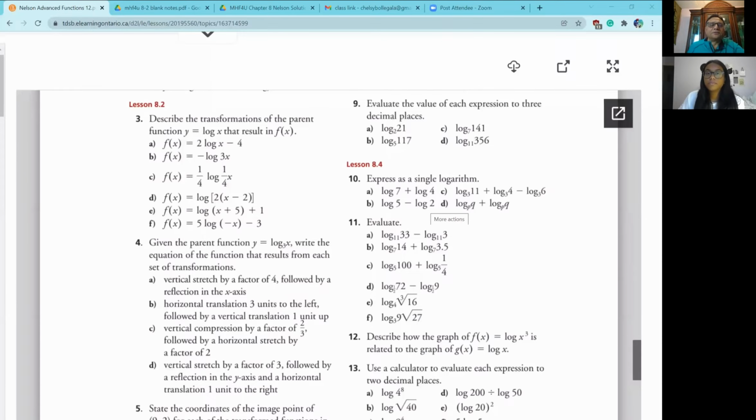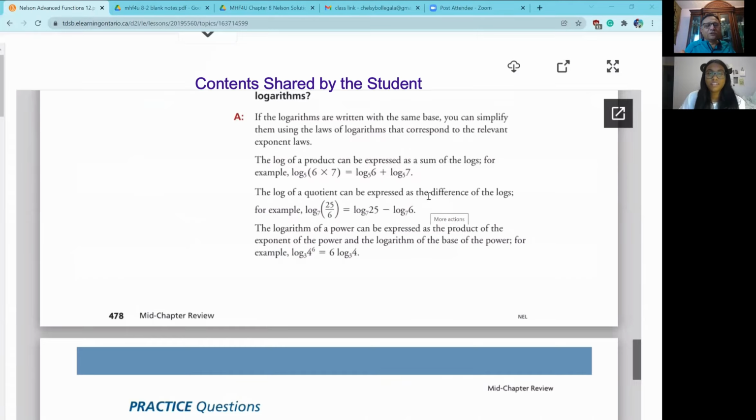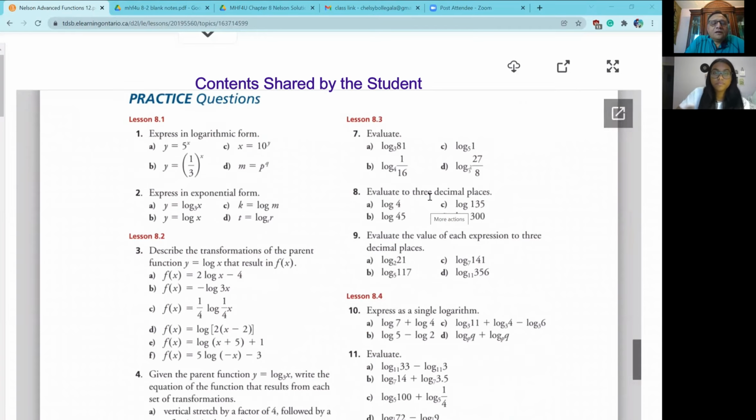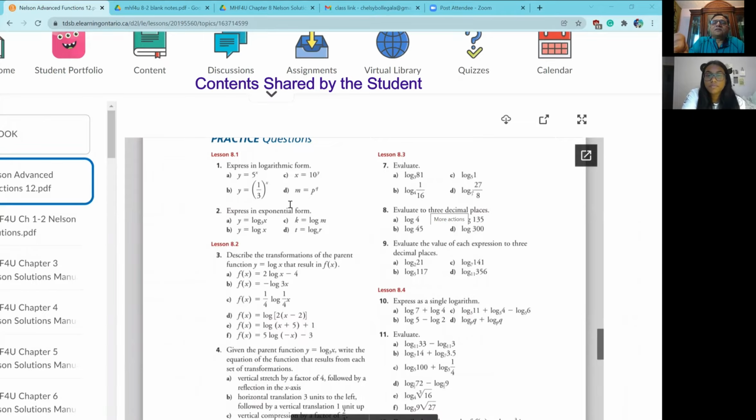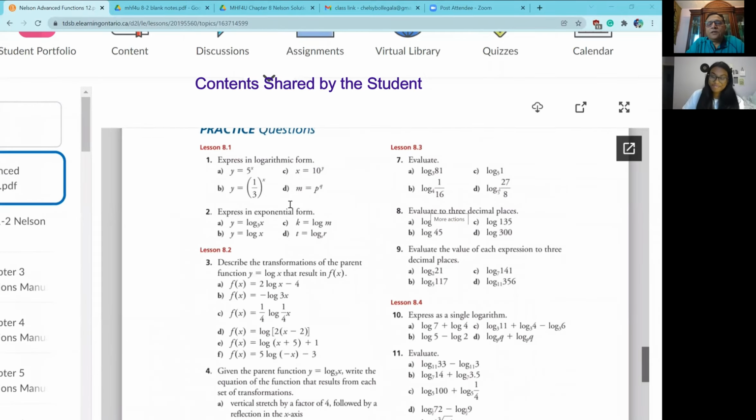Today I wanted to do chapter 8, mid-chapter review on logarithms. Very good. Share your exercise. We'll go through it. So you have understood all the concepts about logarithms, correct? Yeah, I went through. Very good. So we can easily go through this mid review. I'd like you to answer the questions as fast as possible. Let's say we have 20 minutes to go.